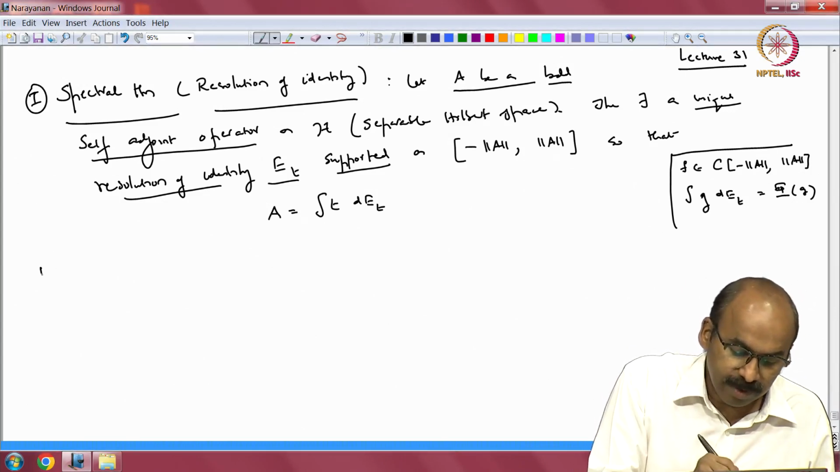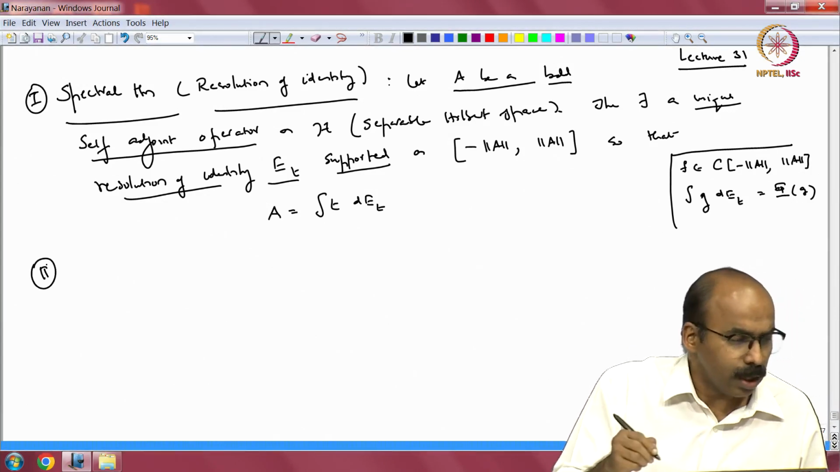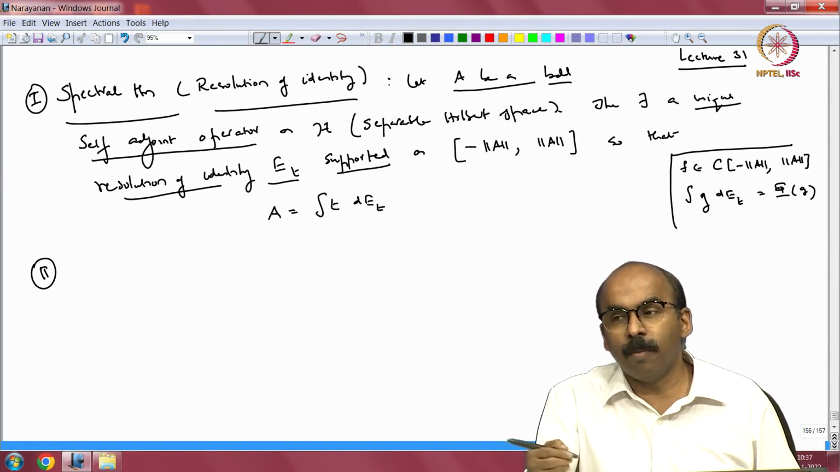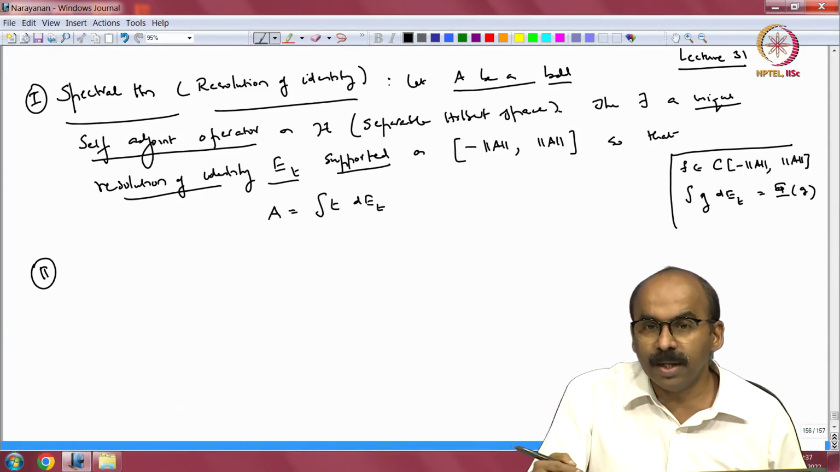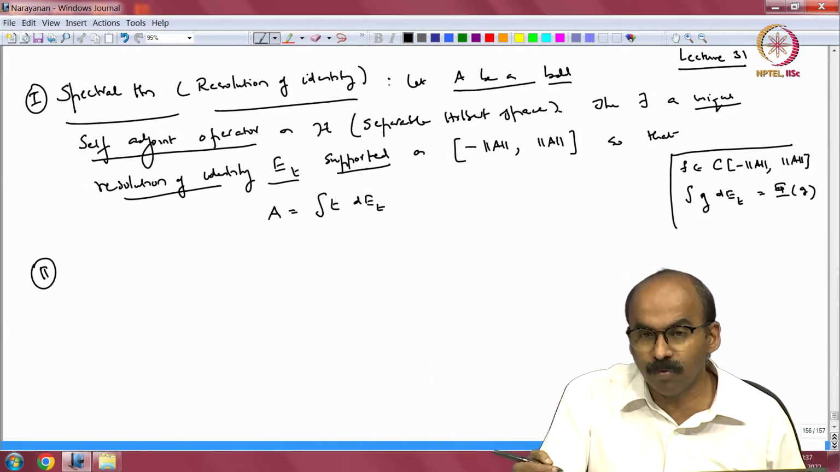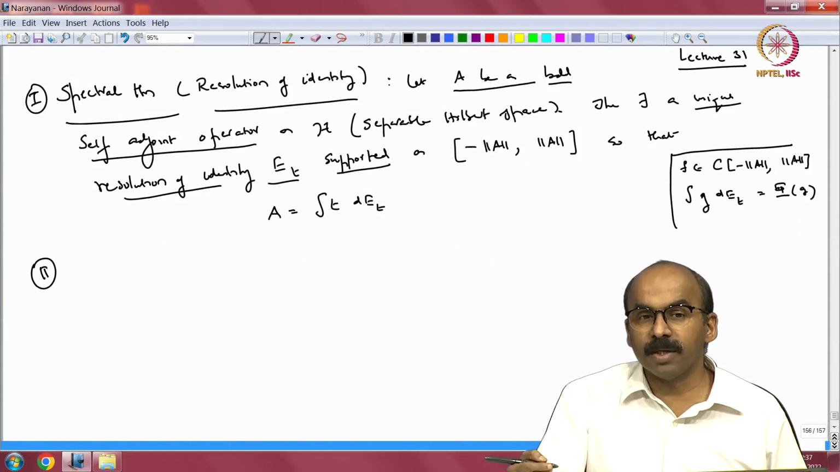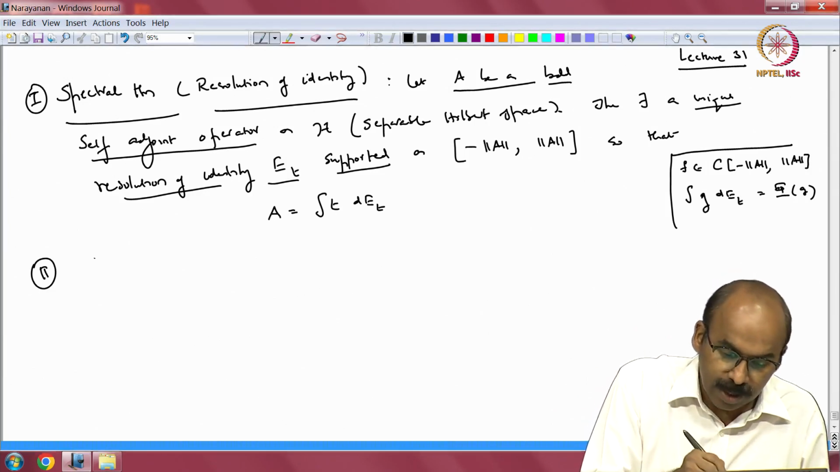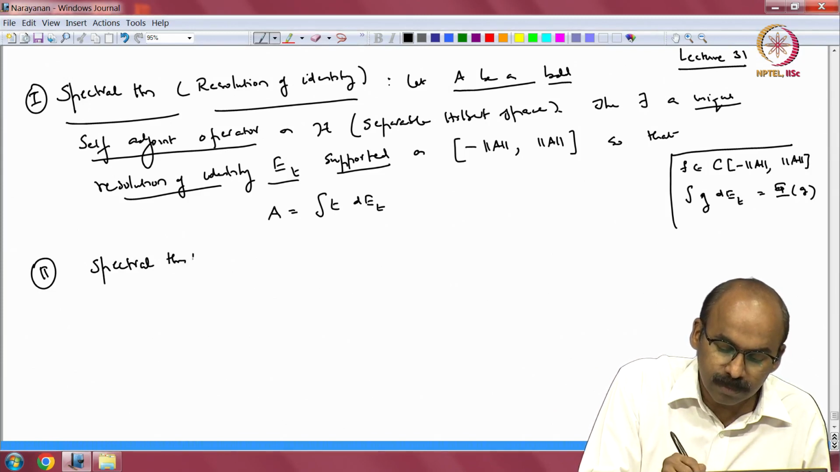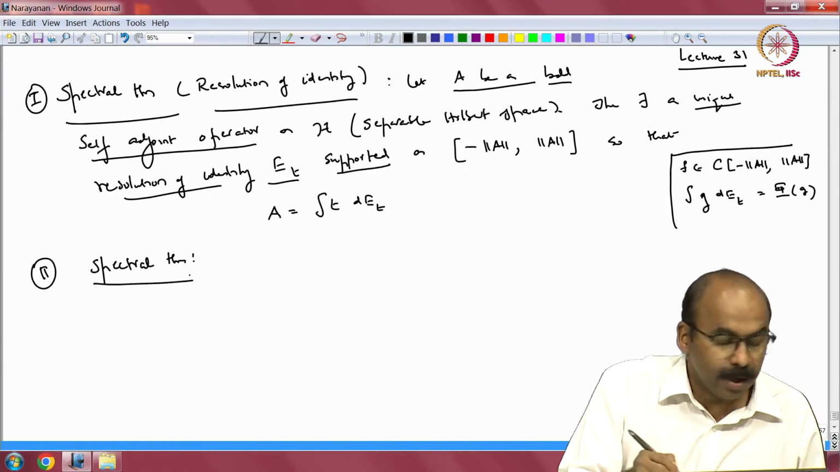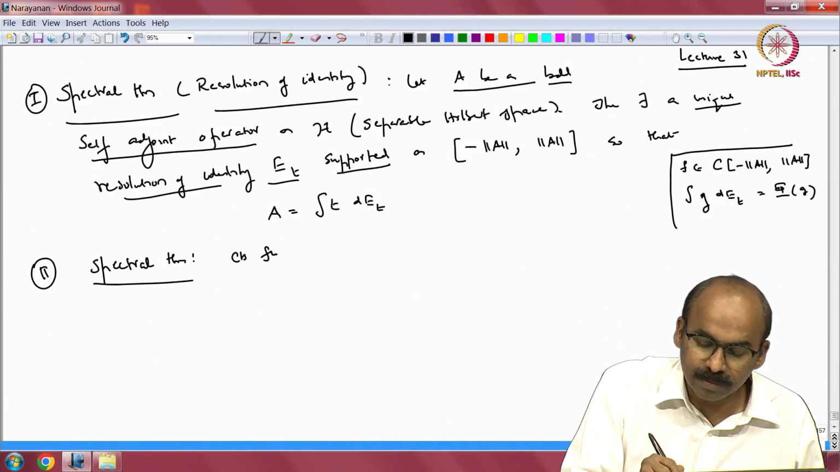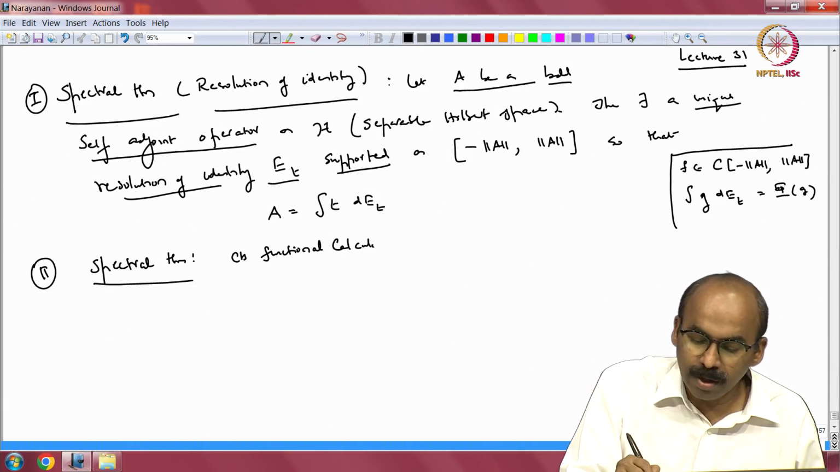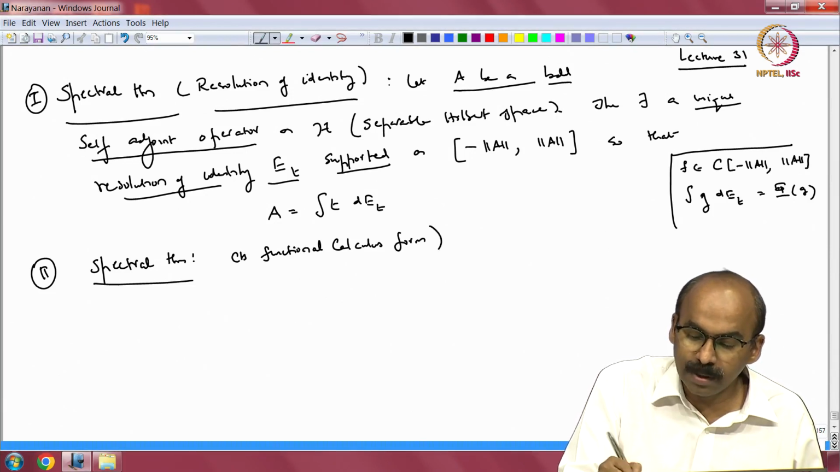let us go to the second one. Most of this you have seen in some form or the other. It is the equivalence which will be new, like if we can go from one form of the spectral theorem to the other form. That is the whole point. So, spectral theorem, continuous functional calculus form, let us say.